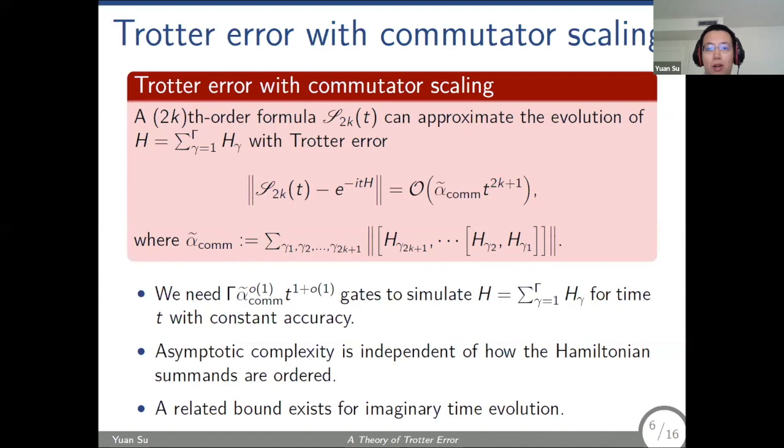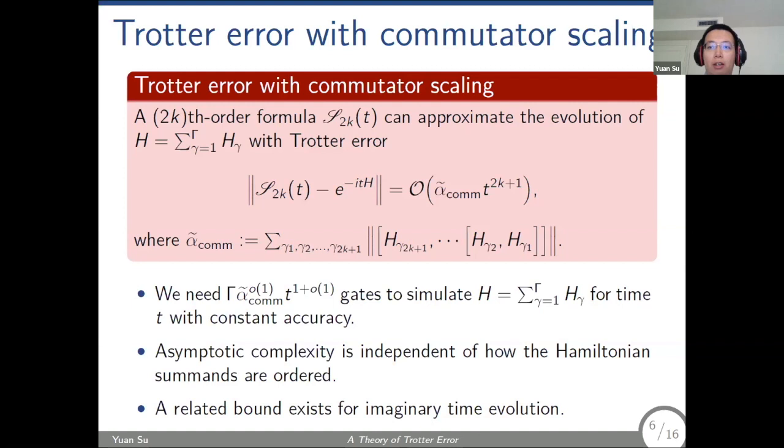Well, obviously this quantity is symmetric with respect to the terms of the Hamiltonian. So if you only care about the asymptotic gate complexity, then it turns out that you don't need to worry about the ordering of the Hamiltonian terms. But of course, the constant prefactor will depend on the ordering. There's also a related bound for imaginary time evolution, but I won't talk about that in this presentation.